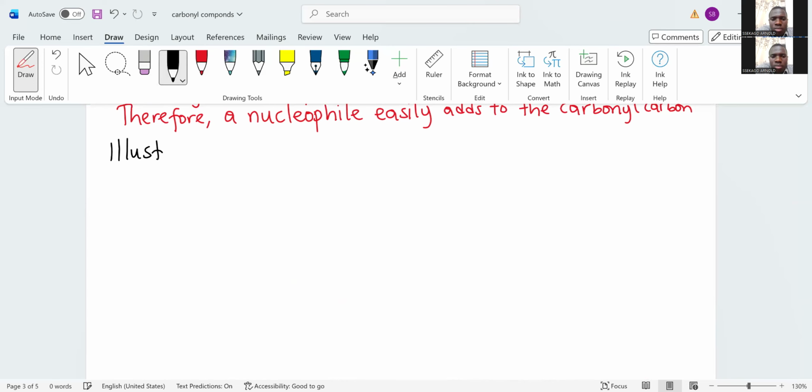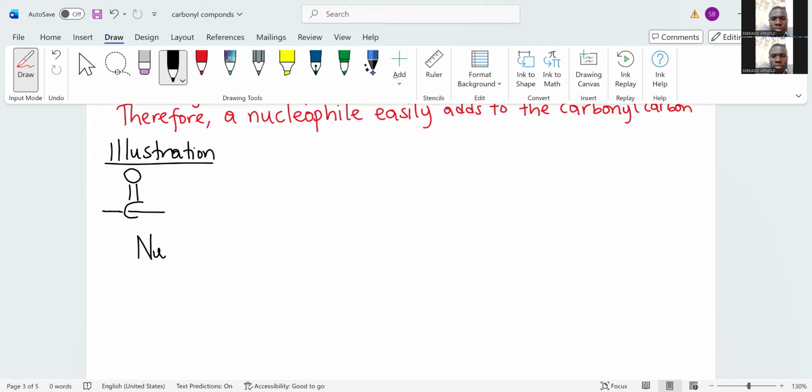So this is the illustration of a nucleophilic addition reaction. It is a reaction where the carbonyl functional group, with this representation, reacts with a nucleophile. Nu is representing a nucleophile, and then I also have the carbonyl functional group.